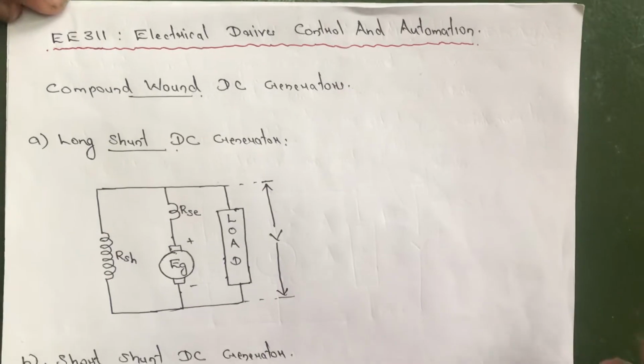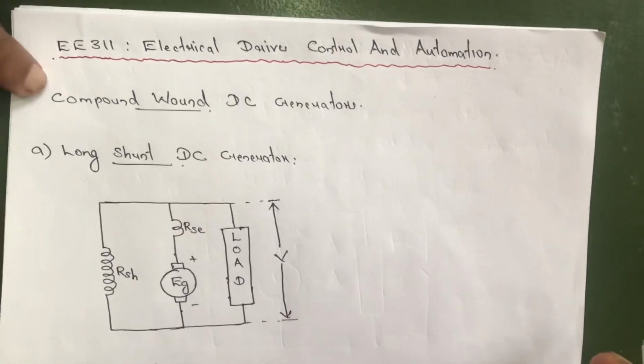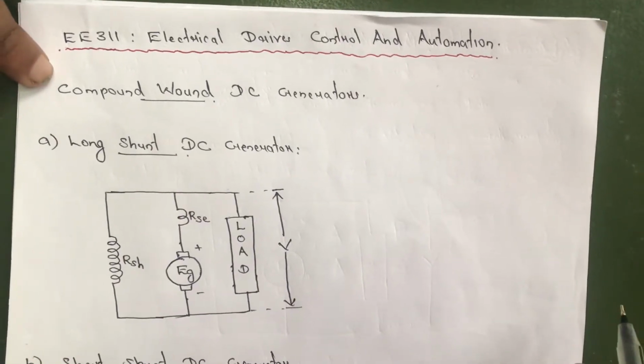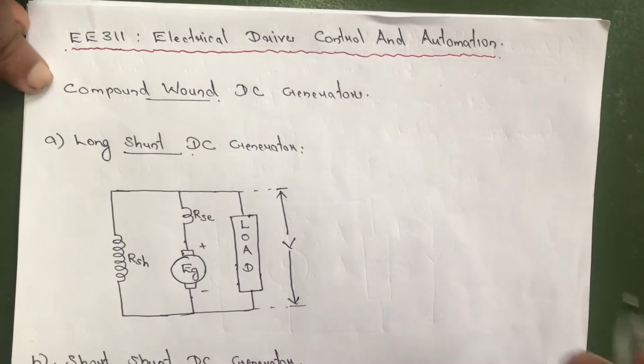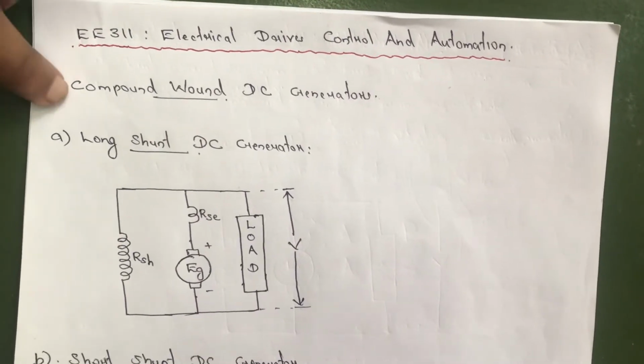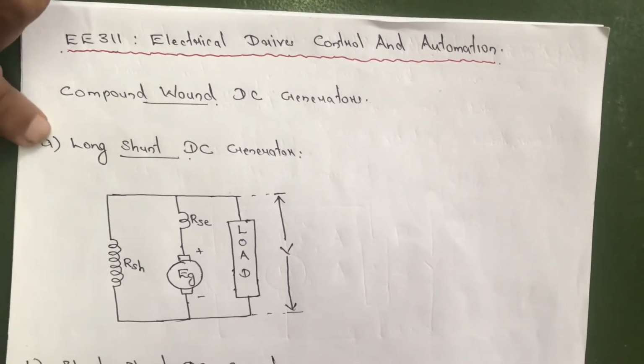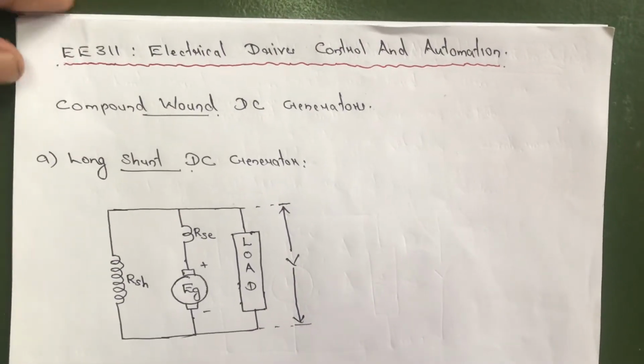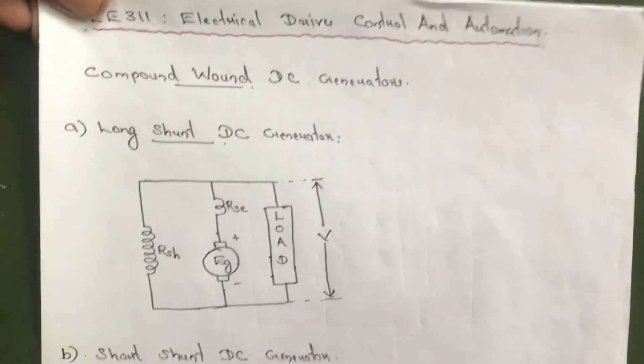So in this video we can see the next type of DC generators, that is the compound wound DC generator. I have said compound wound DC generator, there are again two types. First one we can see is the long shunt DC generator.